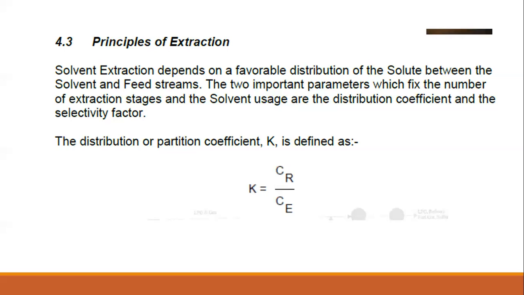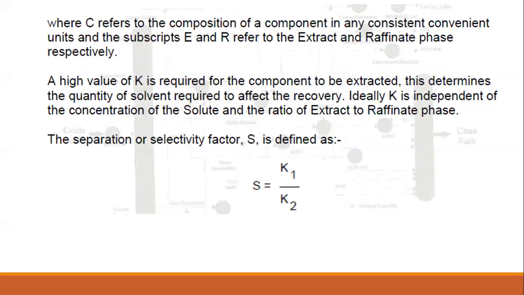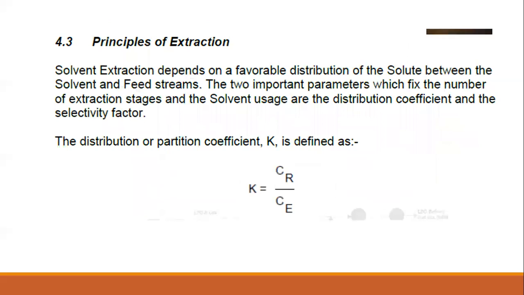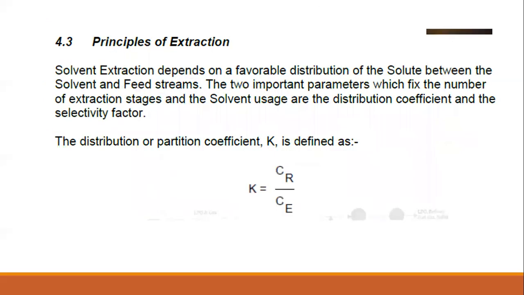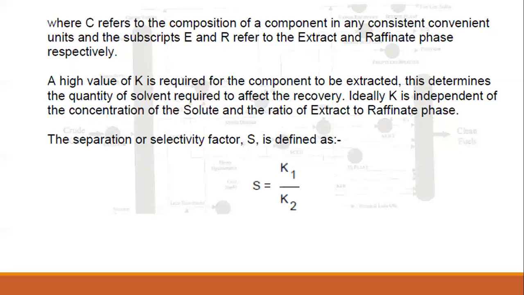The distribution or partition coefficient K is defined as CR divided by CE. What is CR and CE? C refers to the composition of a component in any consistent convenient units, and the subscripts E and R refer to the extract and raffinate phase respectively. The ratio of the raffinate and the extract phase is known as the partition coefficient. A high value of K is required for the components to be extracted.